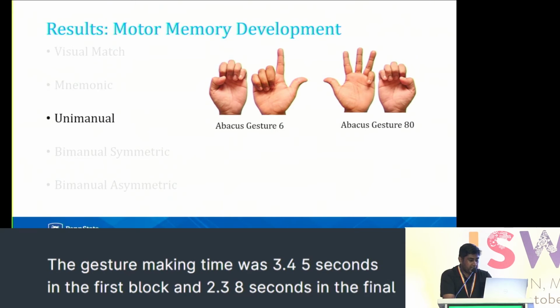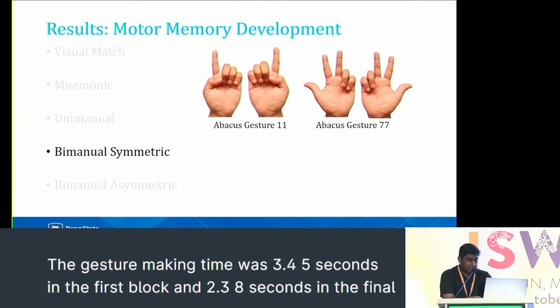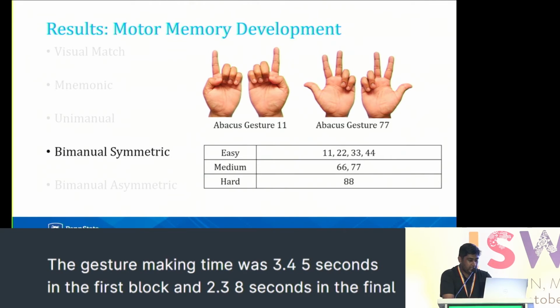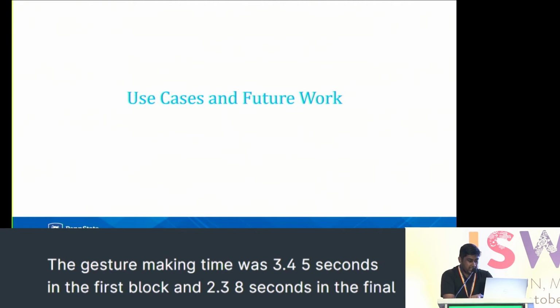Unimanual gestures had open fingers either in the dominant or non-dominant hand. Most of them are easy. Making 7 or 8 required counting explicitly. We grouped them as medium. Bimanual symmetric had the same fingers in both hands, like 11, 77. They are grouped in either easy, medium, or hard. And the rest are bimanual asymmetric, where different fingers are raised in different hands. Although most of them are easy, some gestures like making 87 required focusing on both hands and consciously counting the fingers.